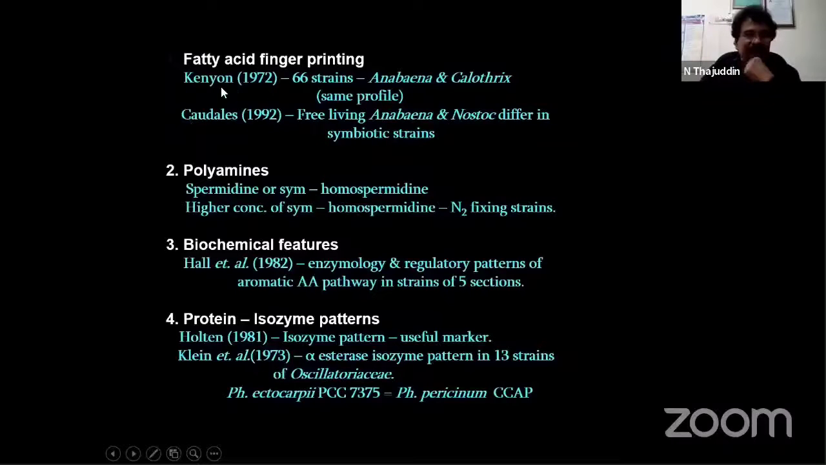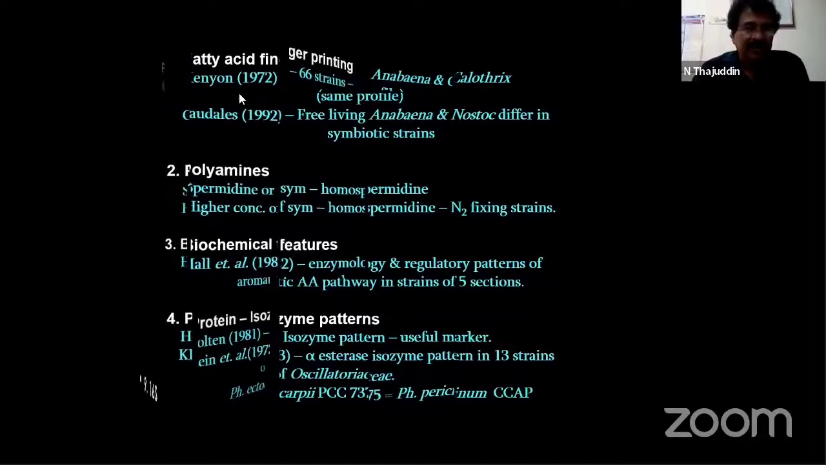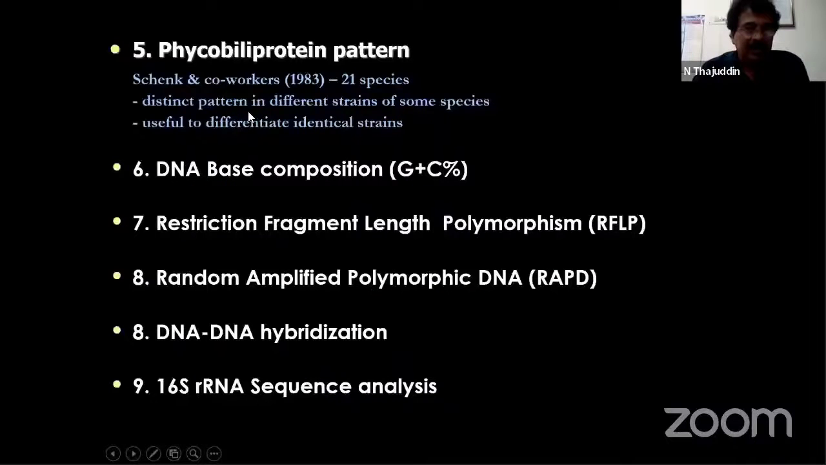It differs. For example, Canyon in 1972, he screened 66 strains, and Anabaena and Galactrix both are morphologically different, but have the same profile. Likewise, sometimes different profiles will be there. And coming to phycobiliprotein, again, if you change the substrate, you cannot get the same proportion of the pigments in this species.